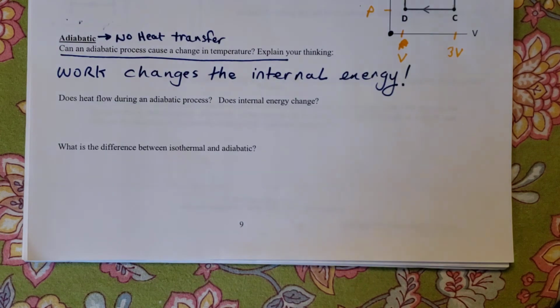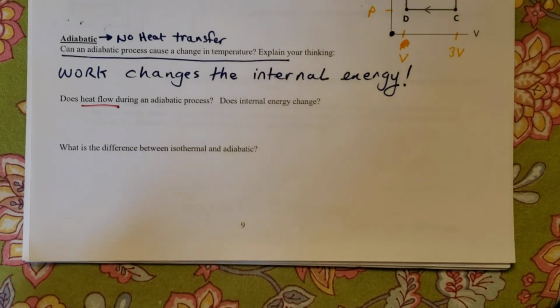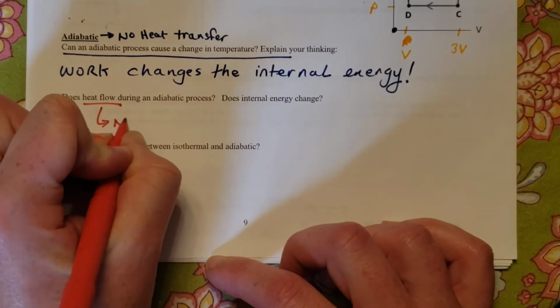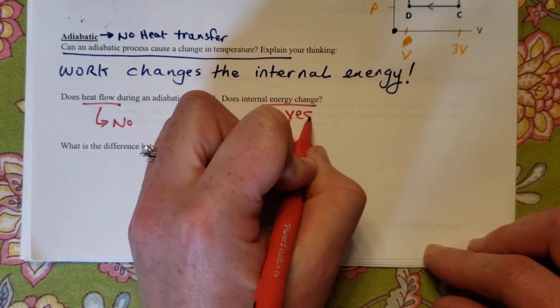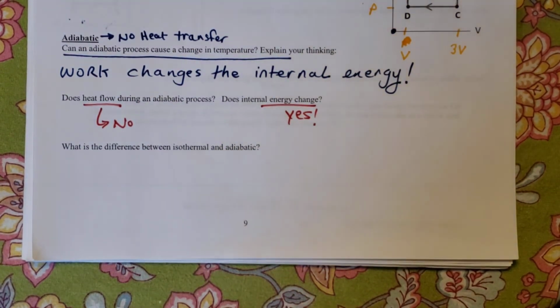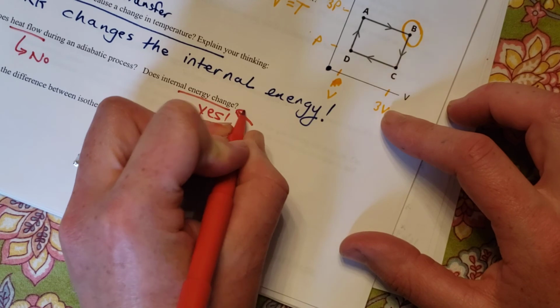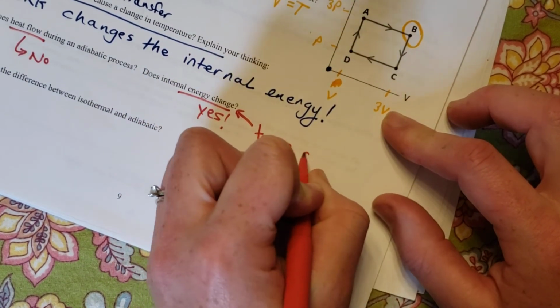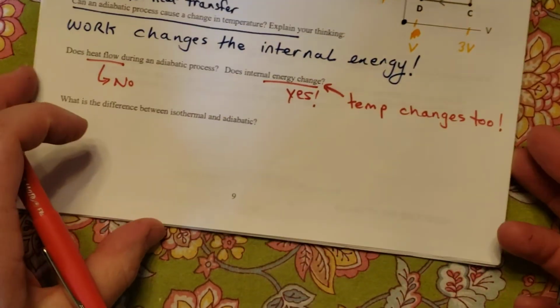And so does heat flow? I'm looking at this second question. Does heat flow during an adiabatic process? No. Does the internal energy change? Yes. It's just that it's not isothermal. So just like before, we have a change in internal energy. That means we do have a change in temperature as well. So I'm going to even write myself that note. The temperature changes as well.